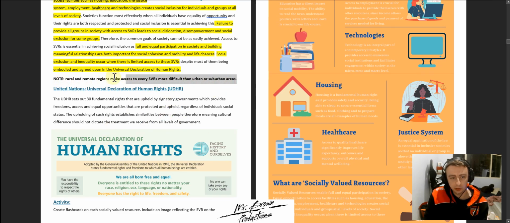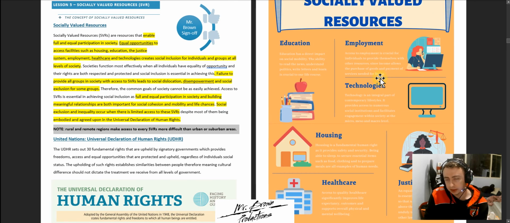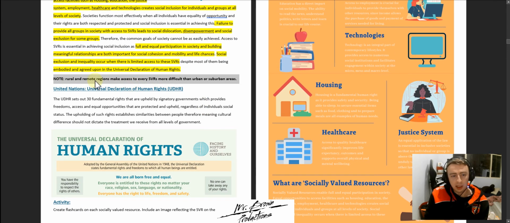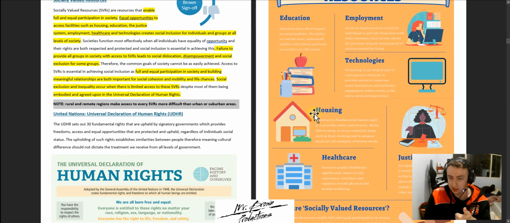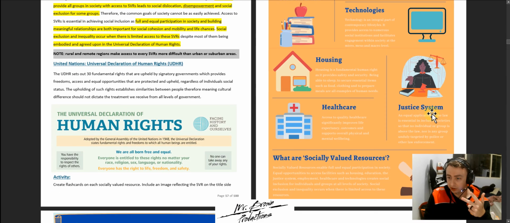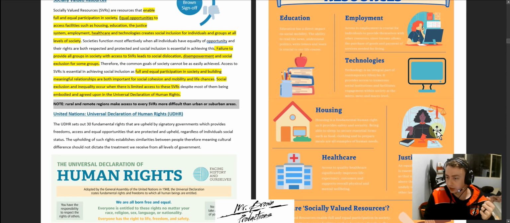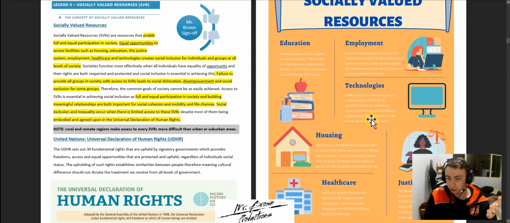And I'll just put a little note here, although it's not an area here: if you're in a rural and remote location, so your environment, there's our concept that links here, access to every SVR is much more difficult than if you lived in an urban or suburban area. Housing is harder to come by, healthcare is less accessible, the justice system is harder to access due to either a lack of law enforcement, lacking in terms of staffing, as well as getting into courtrooms, as well as following up on any crime rates. It's a lot slower.